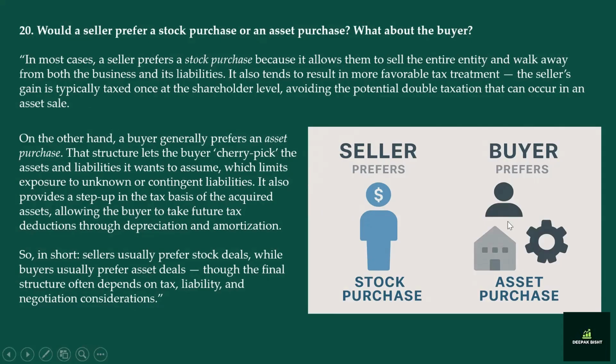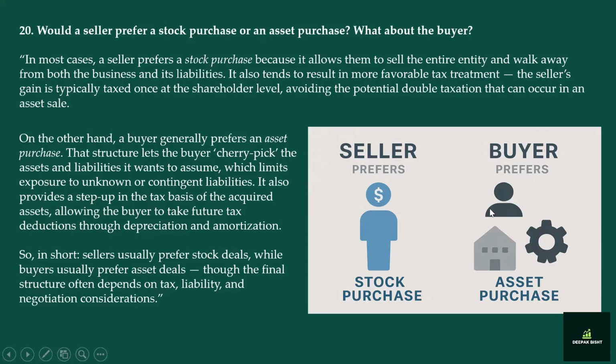And from a buyer's perspective, the buyer almost always prefers an asset purchase deal, because in an asset purchase the buyer can choose what to take and what to leave behind. They might take the valuable stuff only, but avoid risky or unwanted things like lawsuits, old contracts, and debt. But in a stock purchase deal, everything goes to the buyer. And there are also better taxation benefits to the buyer.